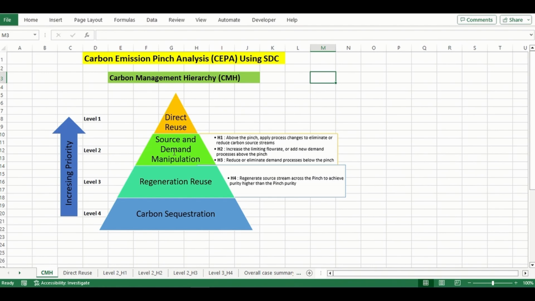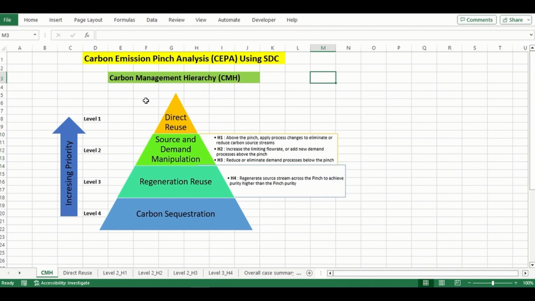For upcoming tutorials and demonstrations, we'll perform H1, H2, H3, and H4. H1 is heuristic 1: above the pinch, apply process changes to eliminate or reduce carbon source streams. H2 is to increase the limiting flow rate or add new demand processes above the pinch. H3 is to reduce or eliminate demand processes below the pinch. And H4 is to regenerate source streams across the pinch to achieve purity higher than the pinch purity. That's all for the review on the carbon management hierarchy.